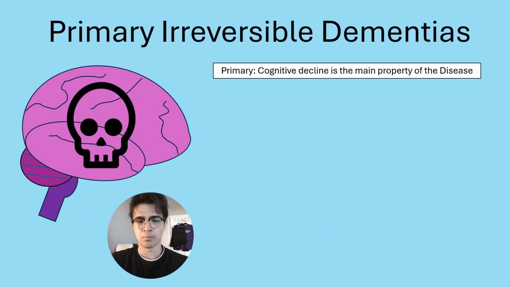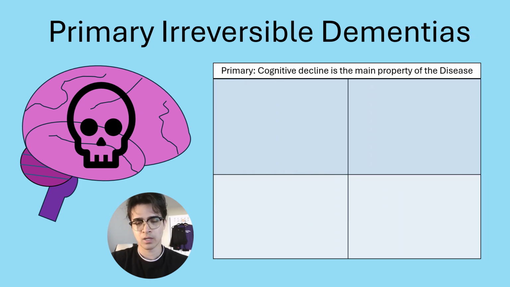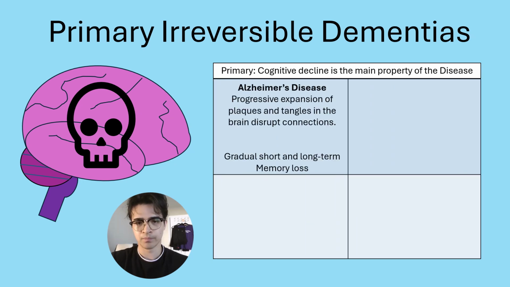So next we're going to talk about primary irreversible dementias. These diseases are in the primary category because cognitive decline and all the symptoms of dementia are the main property of the disease. There are four that you should know. The first one is Alzheimer's disease, which is the expansion of plaques and tangles within the brain, and this disrupts the connections between them. The symptoms are a gradual loss in short-term memory and long-term as well. This is the most common type of dementia.